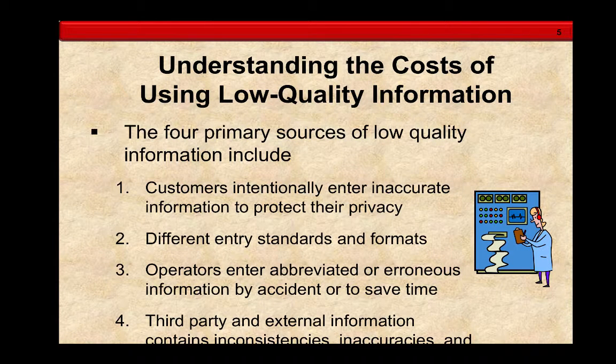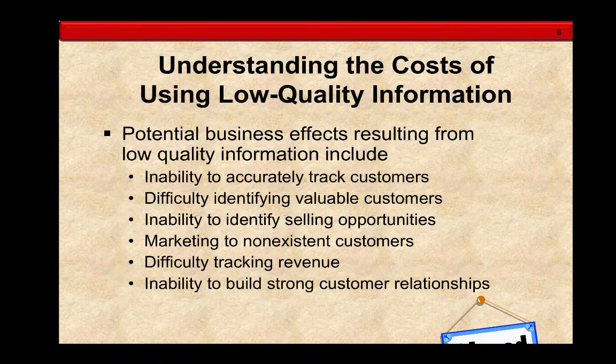Understanding the cost of using low quality information. Low quality information is when you're not meeting the standards, you're not following the format set, you are not using your full name, you're abbreviating your name, you're using something like, instead of saying Andrew Johnson, you say AJ. Instead of saying your first and last name, you just use your first name. You're not giving full information like you should. So that's technically low quality information.